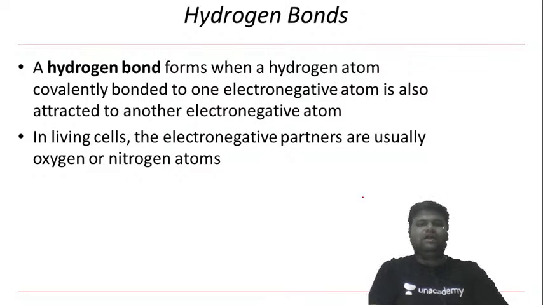Now then comes the hydrogen bond. It is formed when a hydrogen atom covalently bonded to one electronegative atom is also attracted to another electronegative atom. In living cells, the electronegative partners are usually oxygen and nitrogen atoms. So the hydrogen bond is important.